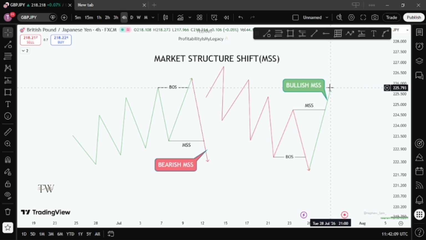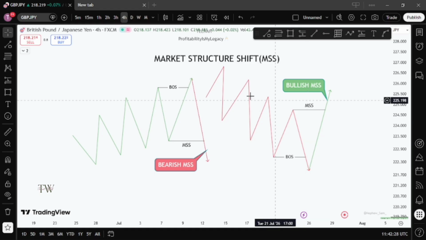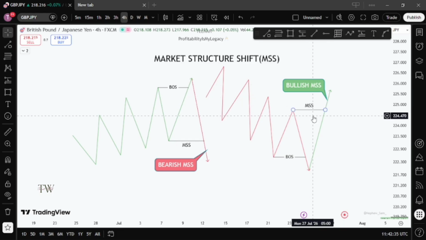So a break of structure breaks in the direction of the existing trend, while a market structure shift breaks against the existing trend. As you can see here, it broke against the existing trend. The break of structure confirms buyers and sellers are still dominant, whereas a market structure shift suggests control is shifting to the opposite side of the market. As this thing is moving, moving, moving, and suddenly there is a disruption of order flow right here. You can just say that control is gradually trying to shift.